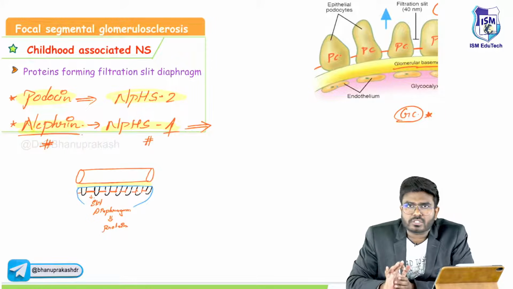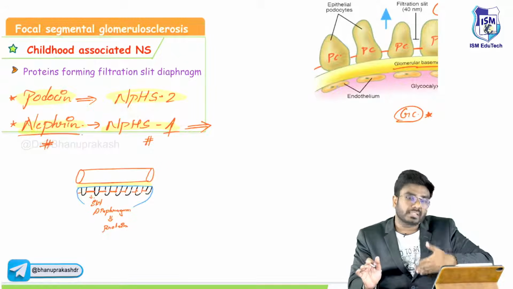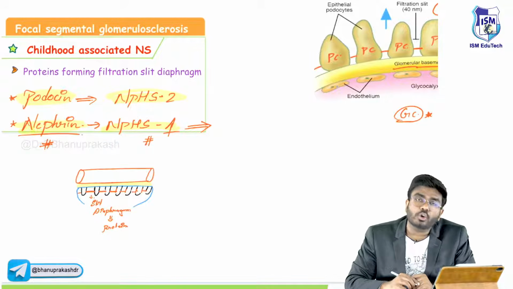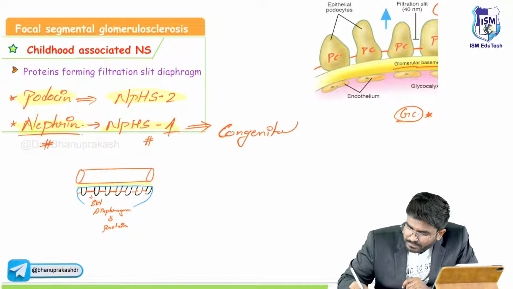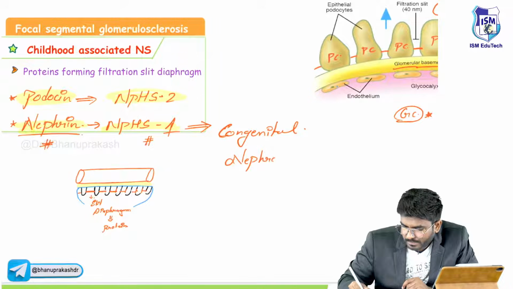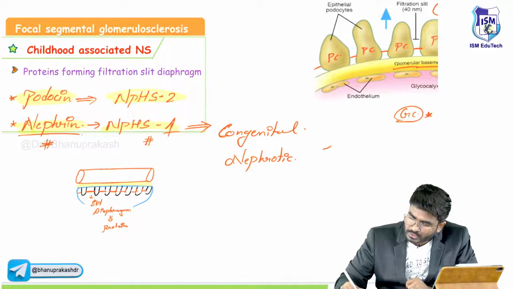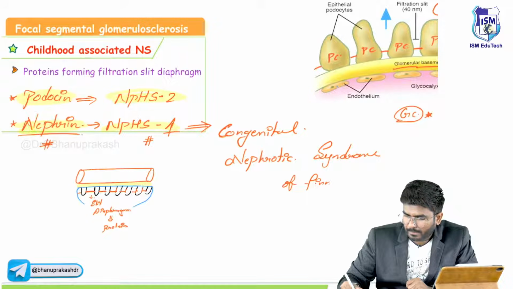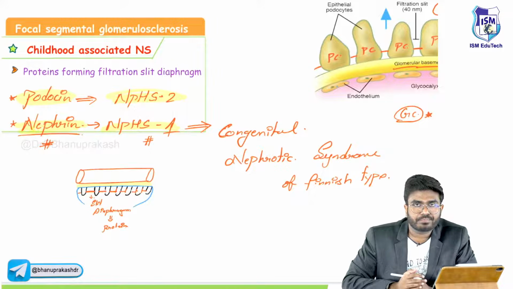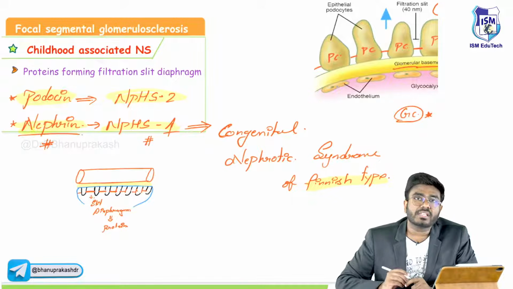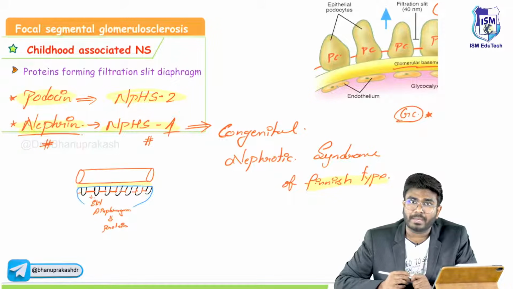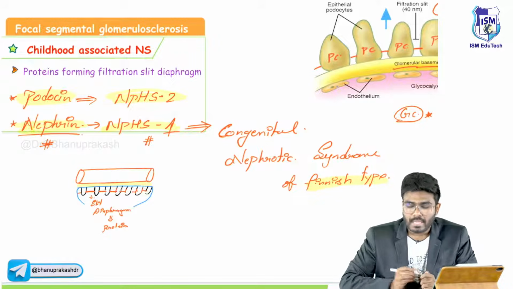Focal segmental glomerulosclerosis only, but it is going to be there from birth. So it is called congenital nephrotic syndrome, of the Finnish type. Congenital nephrotic syndrome of the Finnish type. This was a question which was asked many times. It is seen due to mutation of NPHS1.